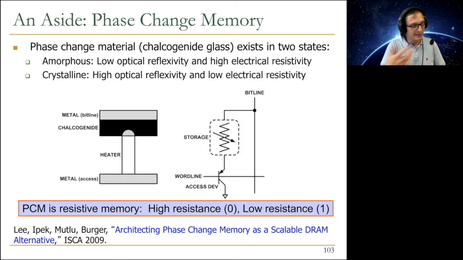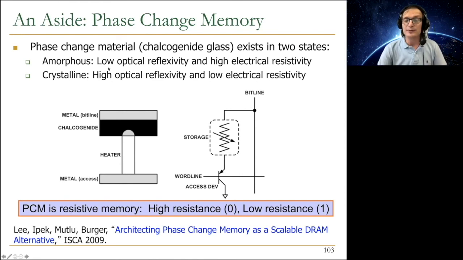Now, in the remaining time, let me quickly introduce you to some other technology that is actually happening right now. This is phase change memory. As you can see, it has a similar cell and array structure, word line and bit lines, but the storage element is very different. So basically, it stores data in phase change material. One example of phase change material is chalcogenide glass. It exists in two states, amorphous and crystalline.